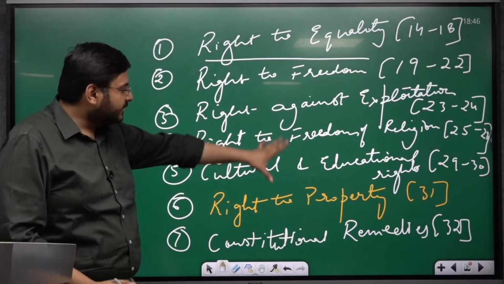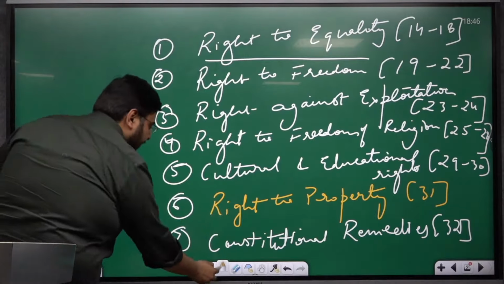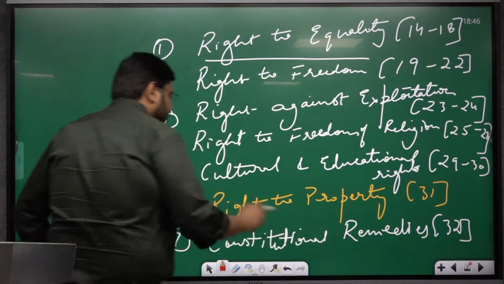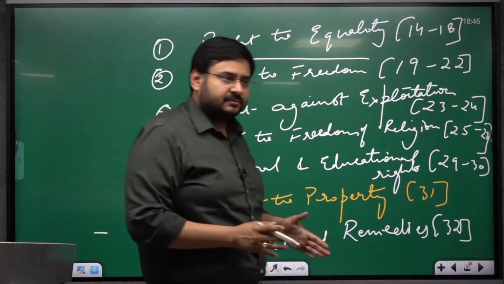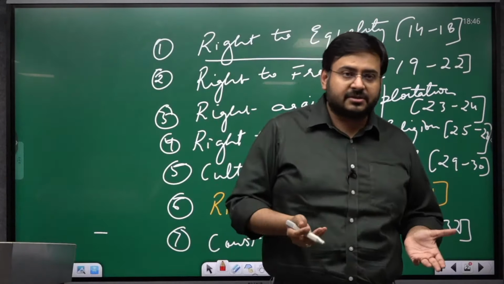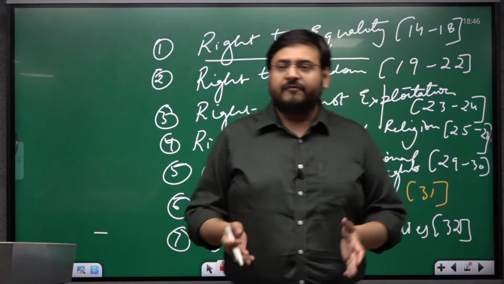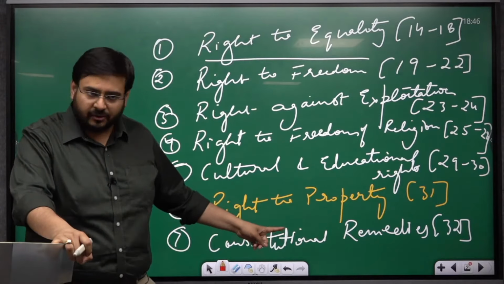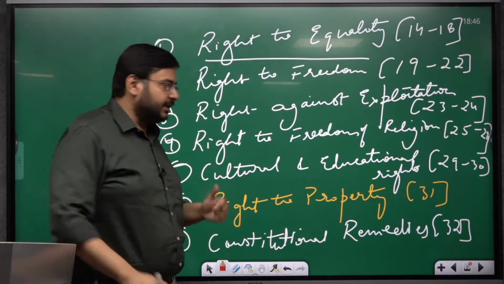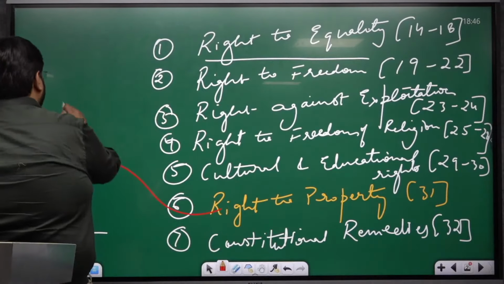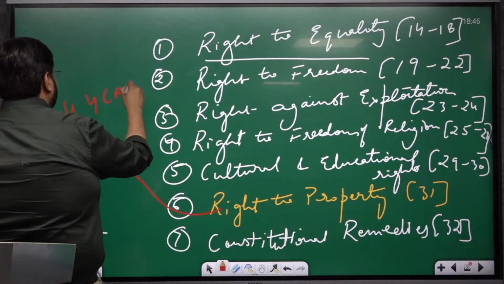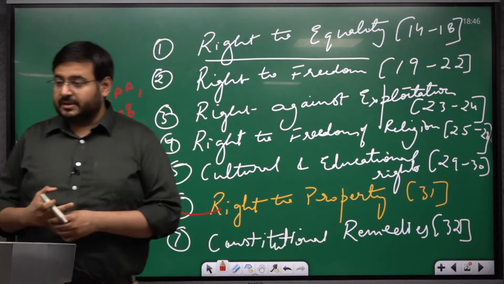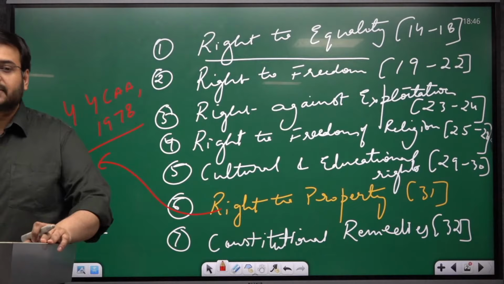Now, this is the right to property. I have written it in another color, you know it. Why? Because it is at present not in operation. But if in future the government or the parliament brings back the right to property, which article will it be? Article 31. So you must know what Article 31 is. It was repealed through which Amendment Act? The 44th Constitutional Amendment Act, 1978. Simple. These are the types of rights.